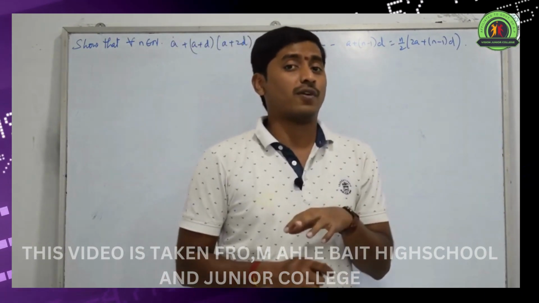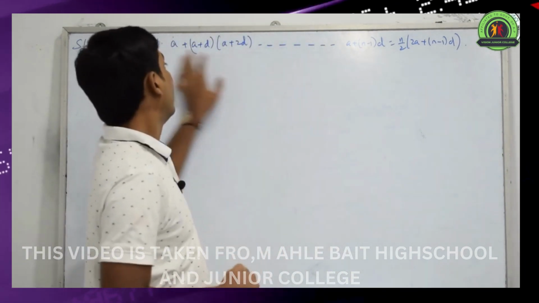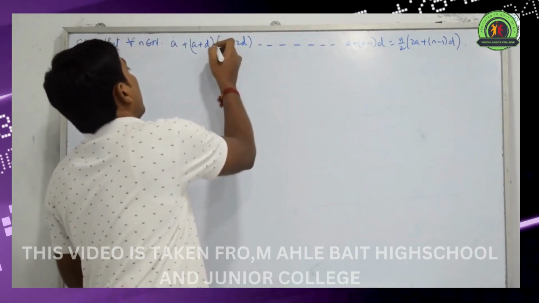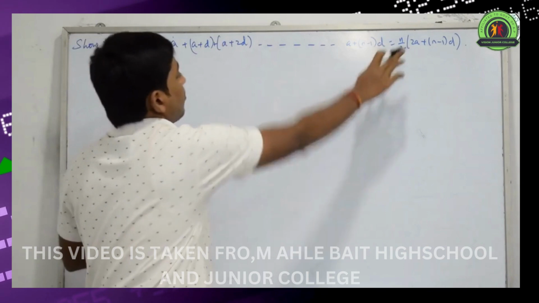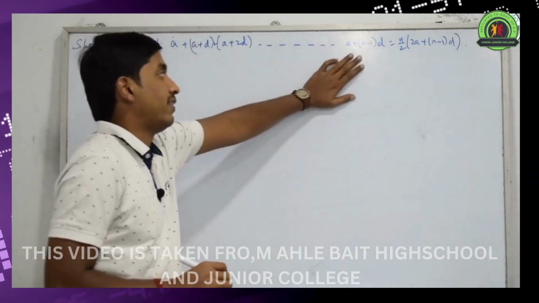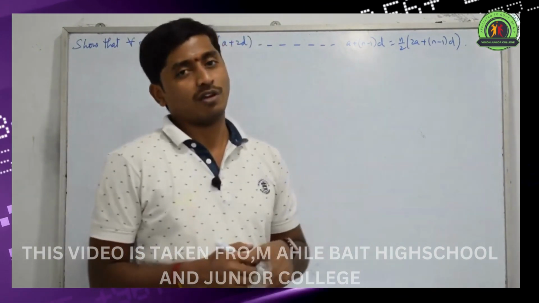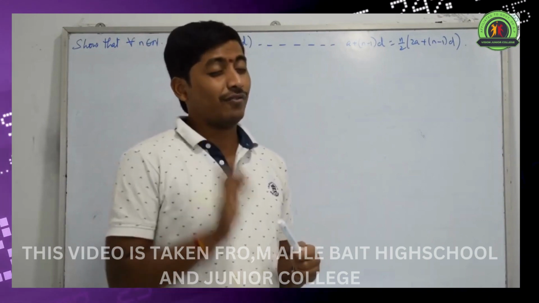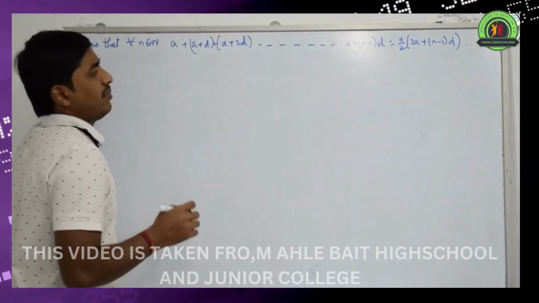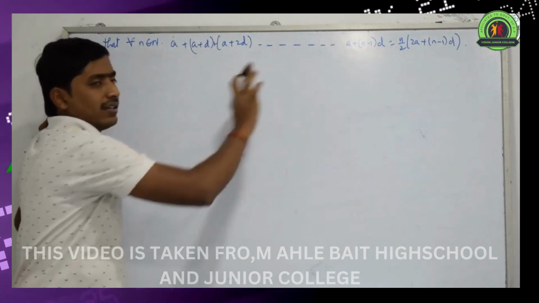Till now we used the formula of AP, now we are going to prove the statement of AP. That is A plus D plus A plus 2D and so on up to A plus n minus 1 into D is equal to n by 2 into 2A plus n minus 1 into D. Right? This is my nth term and this is my sum of n terms. This question we have to prove now. This is very easy to solve and very important.